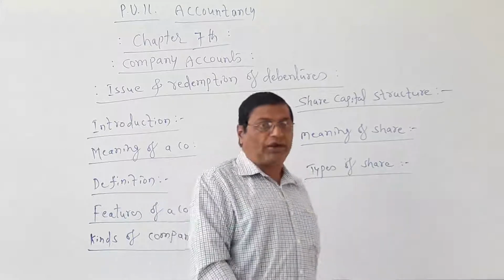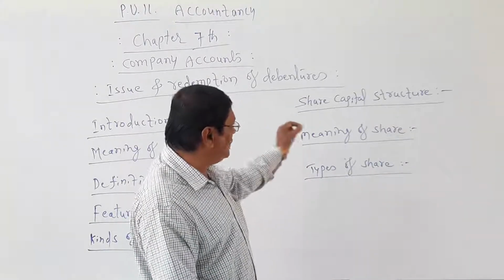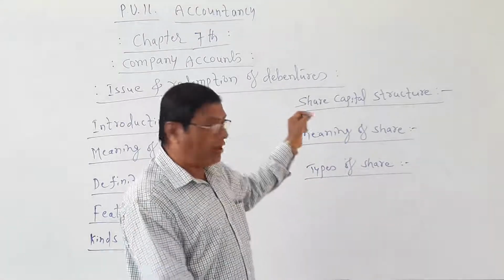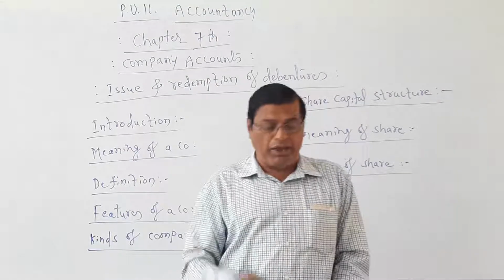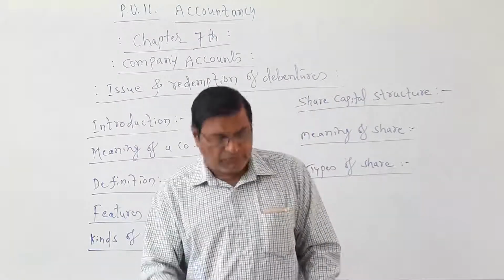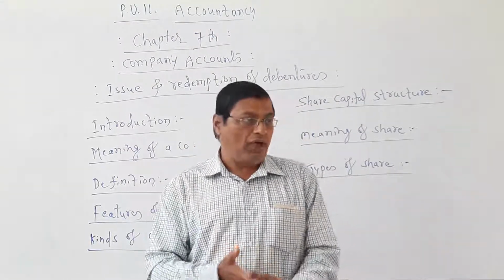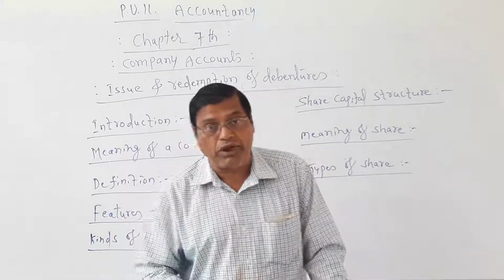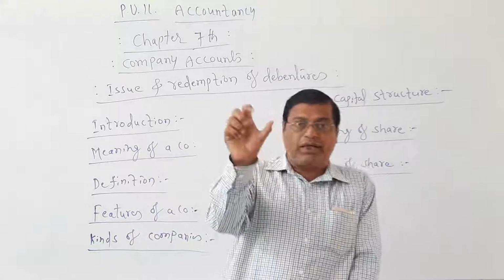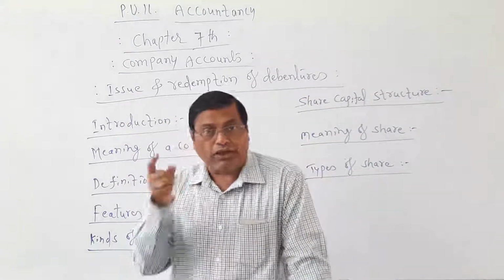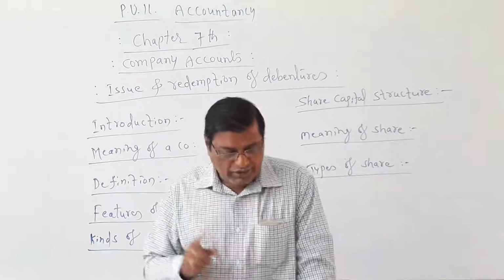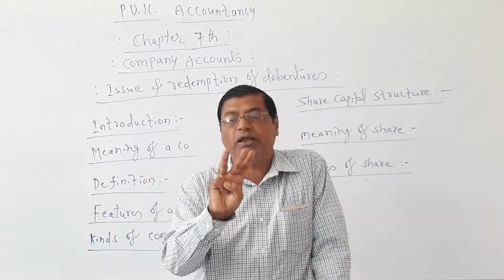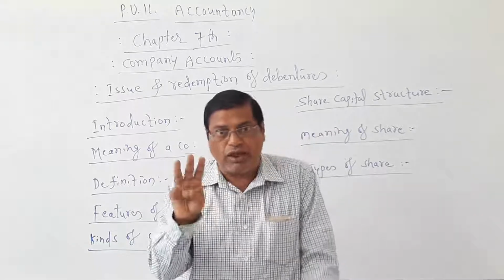Then, how is the structure of share capital? The structure of share capital of a company is as under. Number one, authorized capital. First, authorized capital, registered capital or nominal capital. Look, first is authorized capital. Another name for it is registered capital. Then, nominal capital. Three names: authorized capital, registered capital, nominal capital. All the three are same.